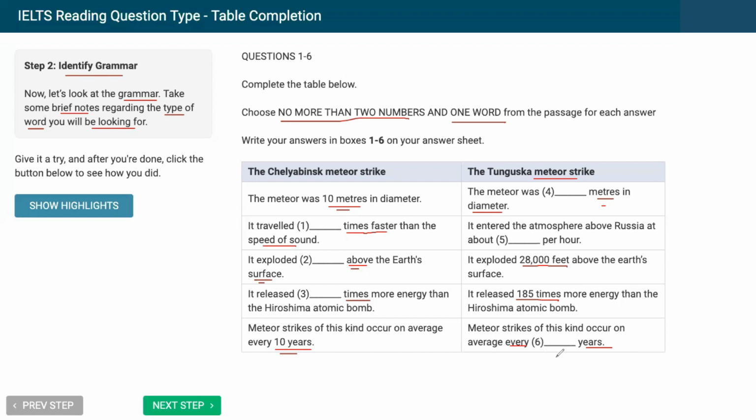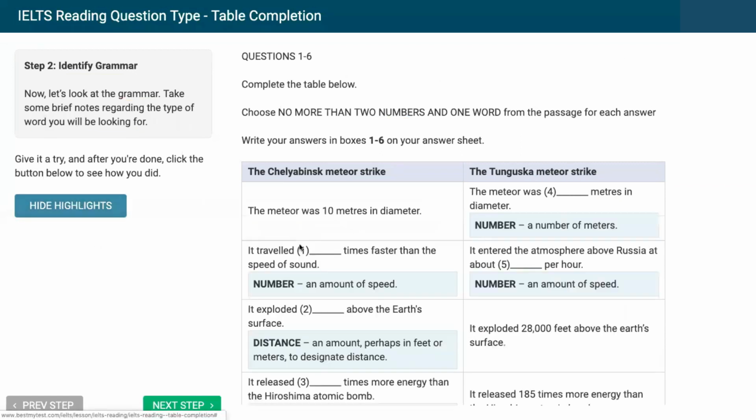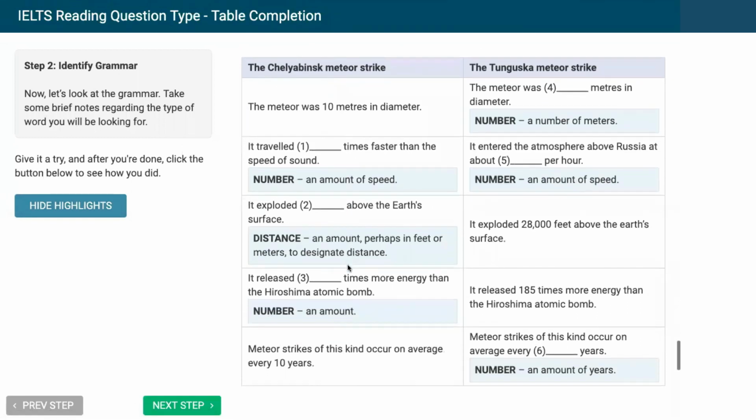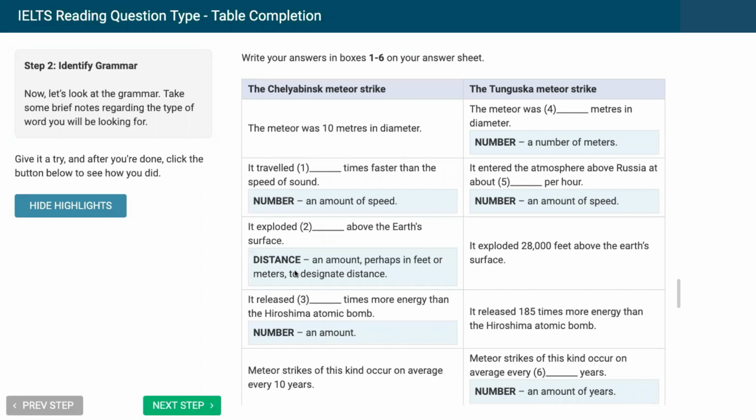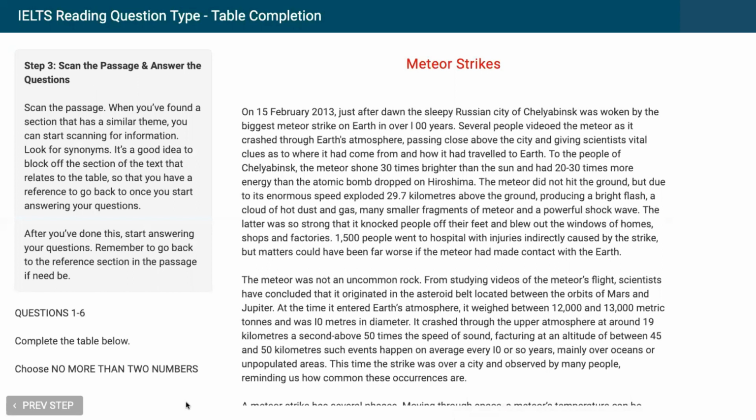But imagine if you had not done this step. If you had not done this step, you would have just approached the text scanning for words or scanning for everything. And in this case, we're very fortunate to know that we're just looking for numbers. Excellent. I'll clear our screen just so that we can check here and we can see our highlights. And this is everything we looked at. The fact here that distance is an amount, perhaps in feet or meters, is also a number. All right, excellent.